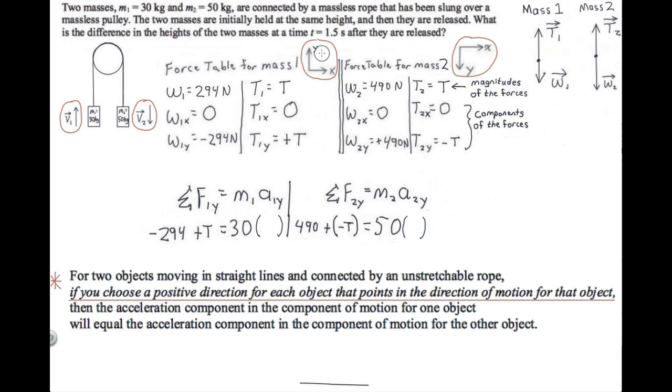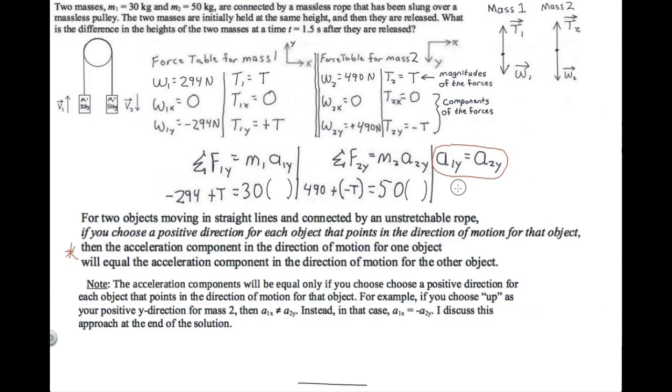We've chosen a positive y-axis for mass 1 that points up, which is the direction of motion for mass 1. And we've chosen a positive y-axis for mass 2 that points down, which is the direction of motion for mass 2. So, the axes that we've chosen do satisfy this requirement. So, we can write the equation a sub 1y equals a sub 2y.